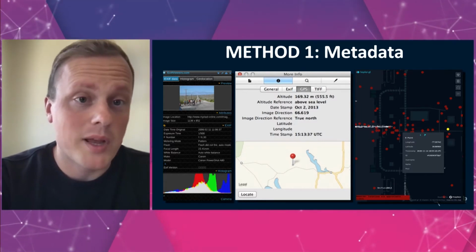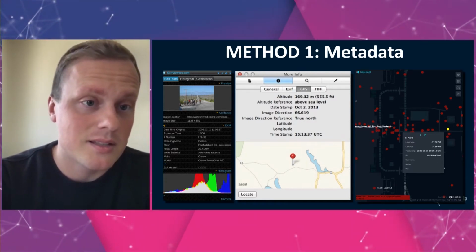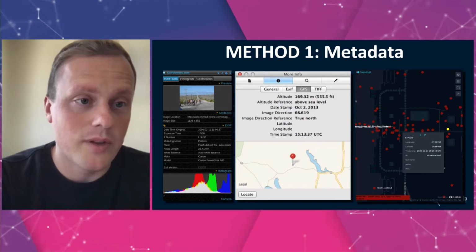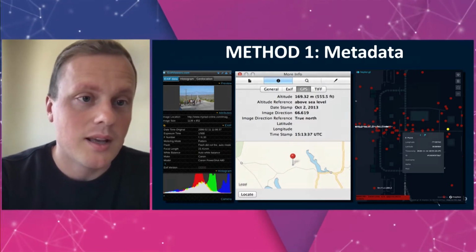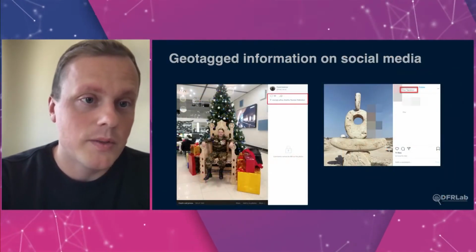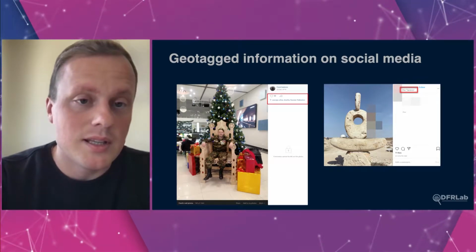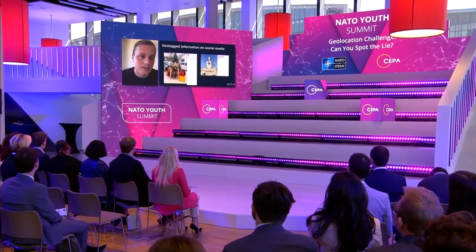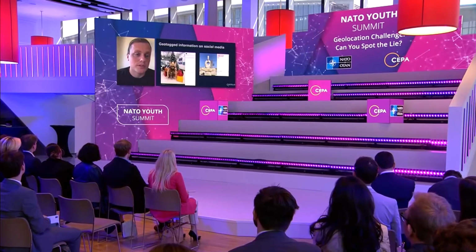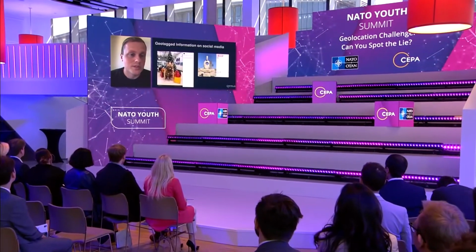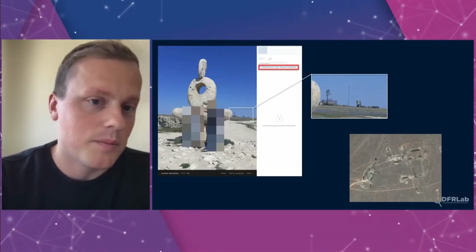Next slide, please. Basically, every single photo has metadata, and you can access it by using a lot of various online tools like Exif Viewer and so on. You can also see geotag data on various social media outlets, which can also give you some clues where it was taken. Next slide, please.